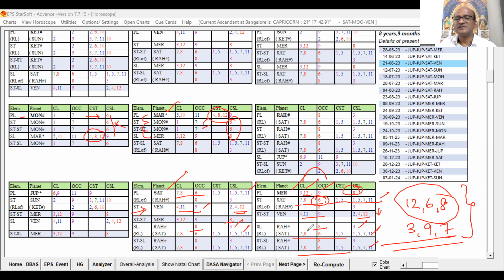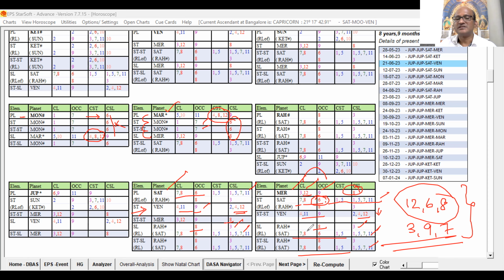You understand? So I'm trying to make it simple so that you will understand how far it is useful and how far we can see this signification. Negative significations are not much stronger because of the support of this, and the favorable signification CLOCC alone, if you take, they are getting weakness because of the CST and CSL. Okay, then those things and all that we will discuss only in the classes, we can explain in detail.